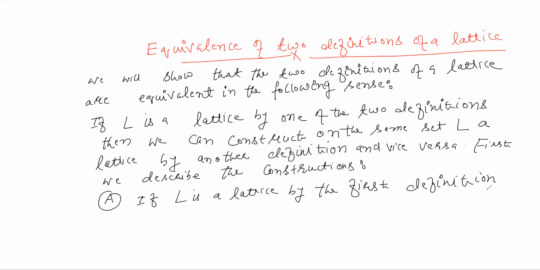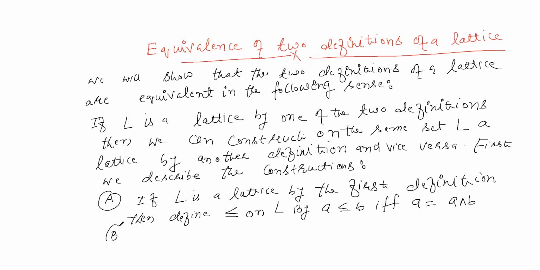So if L is a lattice by the first definition, then define the order less than or equal to on L by a less than or equal to b if and only if a equals a meet b. This is how I define the order. Once I have defined the order, I get L as a lattice by the other definition.